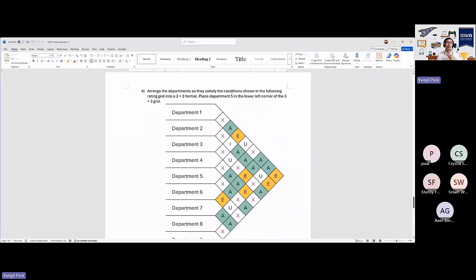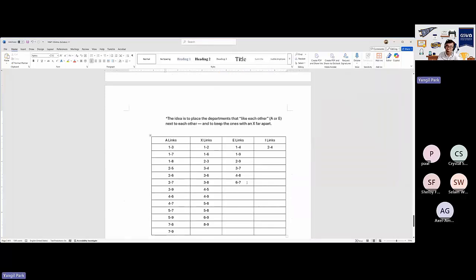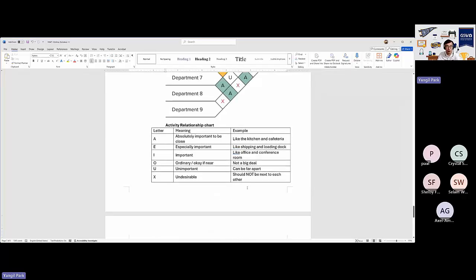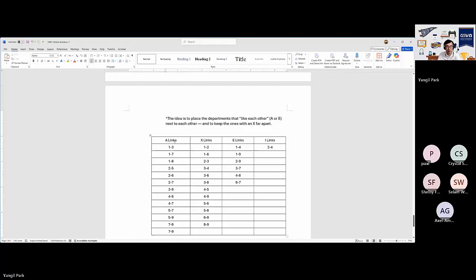So again, this is heuristics. It's not really a scientific way of figuring things out, but it's often used in real places because it's easy to use. You figure out which departments have A links, which are most important, and which have X links, which must not be together. Then the E links and I links.